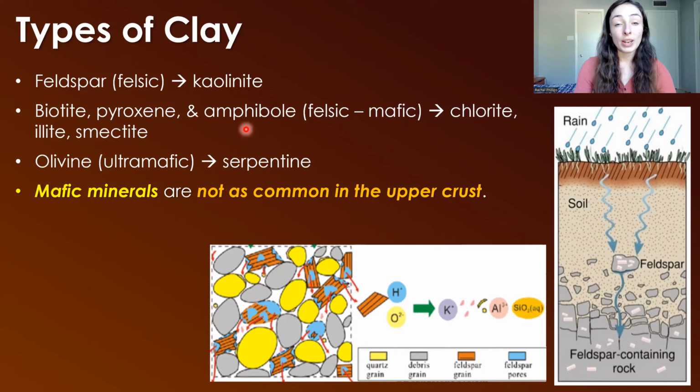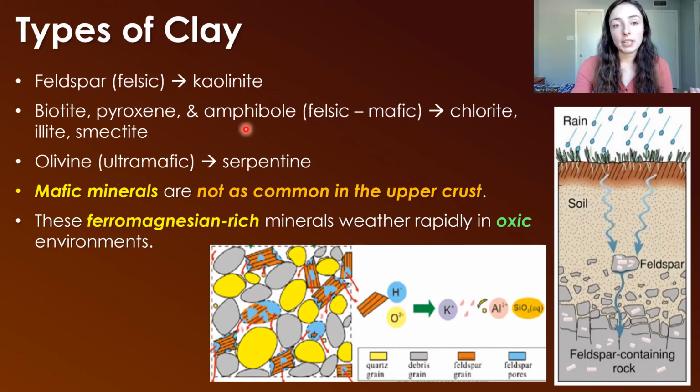They're just maybe not quite as common, especially in continental crust, because again, remember, oceanic crust is where we have basaltic or mafic minerals, but the majority of continental crust is more felsic. So that's why those are slightly less common. But these ferromagnesian-rich minerals weather very rapidly in oxic environments, or environments where there's oxygen, like anything interacting with the atmosphere. So if these minerals do make it to continental crust and they are exposed to the atmosphere in an oxygenated setting, they will weather very rapidly to become these secondary products.